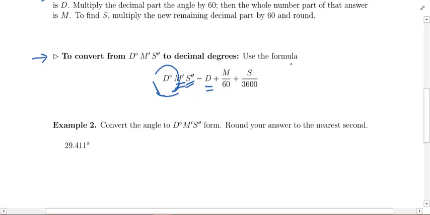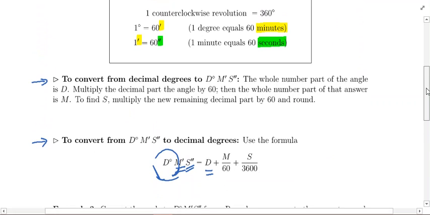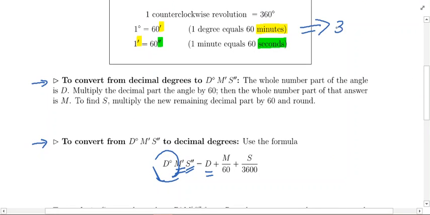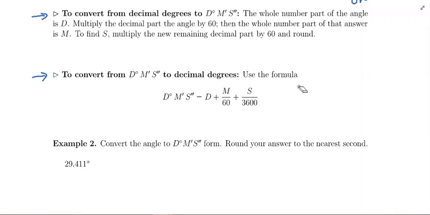If we know there are 60 seconds in a minute and there are 60 minutes in 1 degree, then there are 3,600, which is 60 times 60, seconds in 1 degree. So you would take the number of seconds and divide by 3,600. So you can apply this little formula to convert from an angle measurement in degrees, minutes, and seconds back into decimal degrees. And we will practice this in example 3. Let's go ahead and give example 2 a shot.